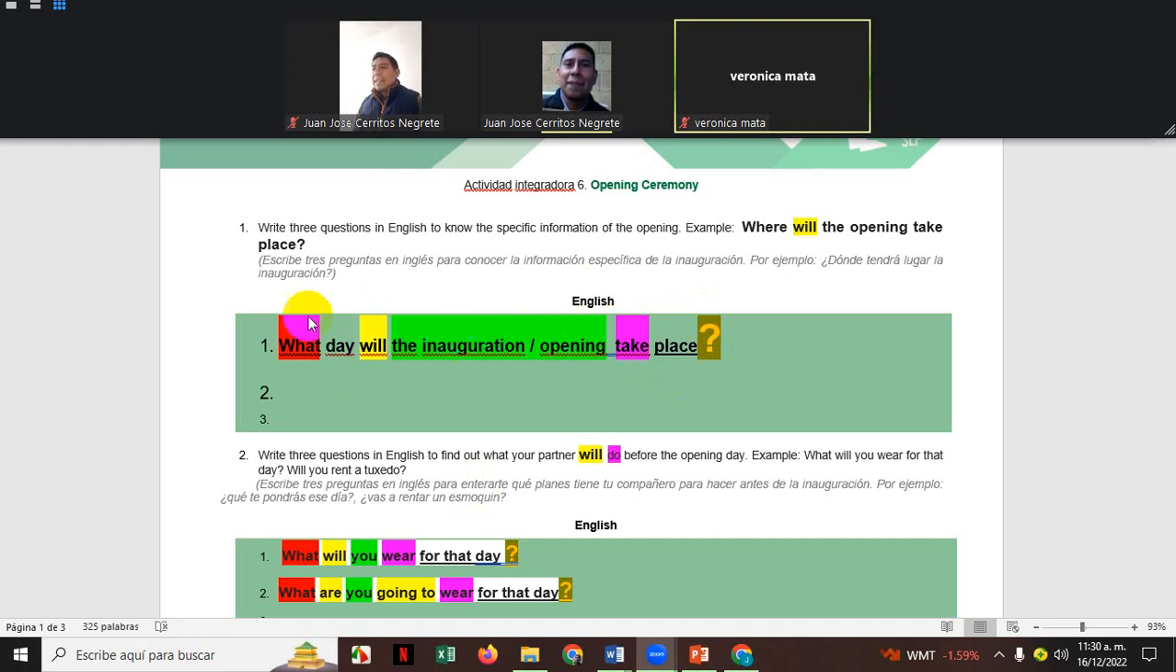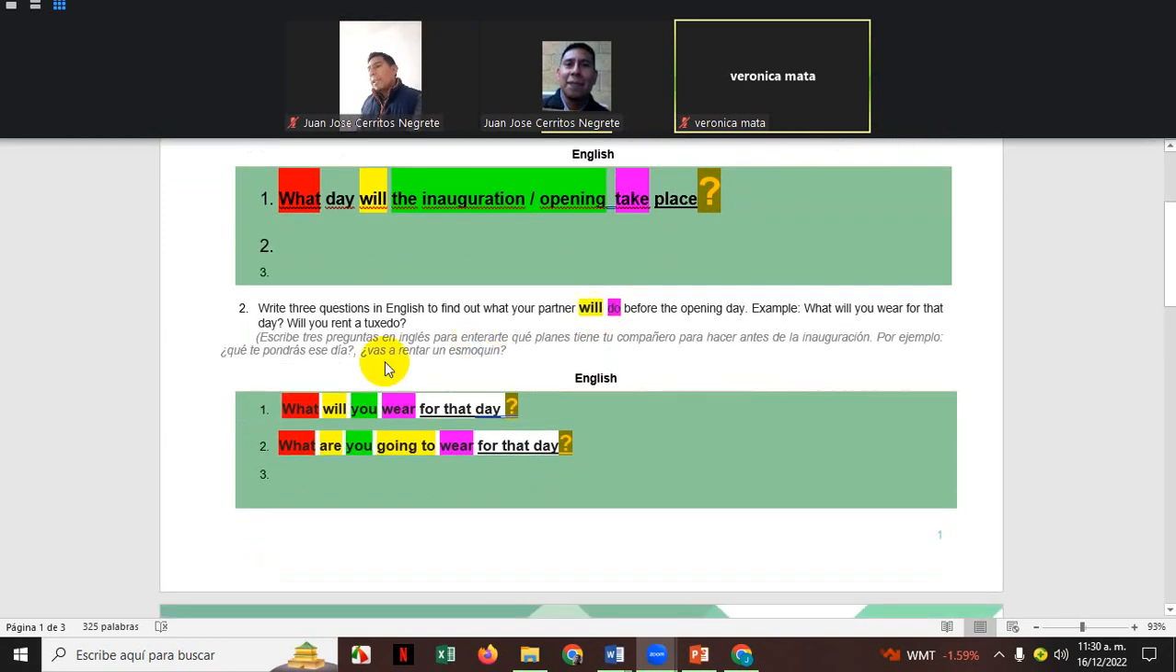Acuérdense que deben resaltar la información como yo lo solicito aquí y recuerden que en las preguntas solamente se pone un signo de interrogación y va al final del enunciado. Siempre va al final del enunciado. Entonces no es como en español que tenemos 2 signos, solamente es uno y va al final del enunciado. Entonces vamos a escribir 3 preguntas aquí sobre información específica que ustedes requieren saber de la inauguración.